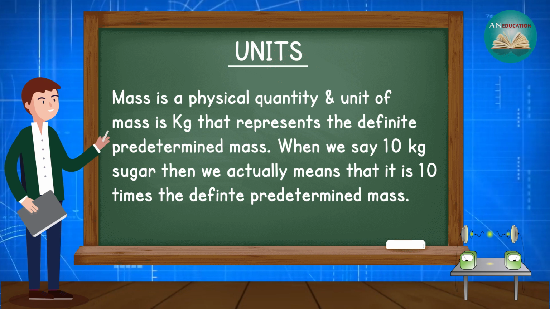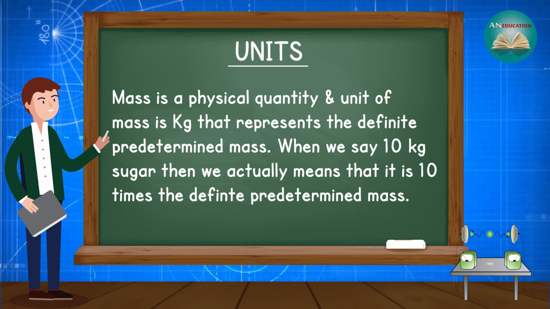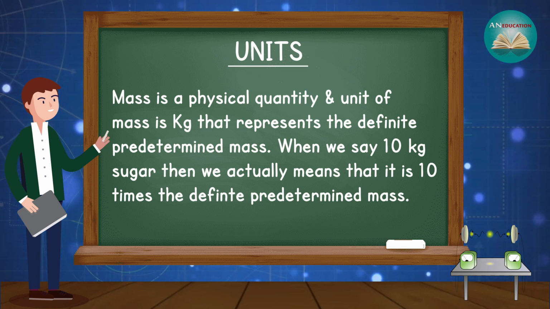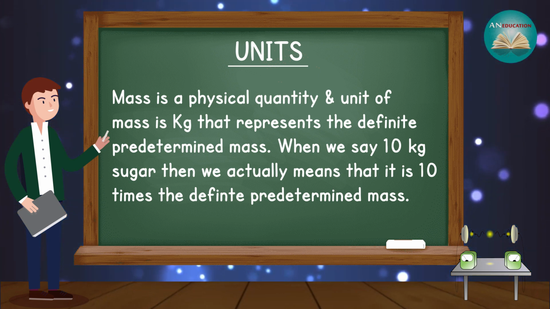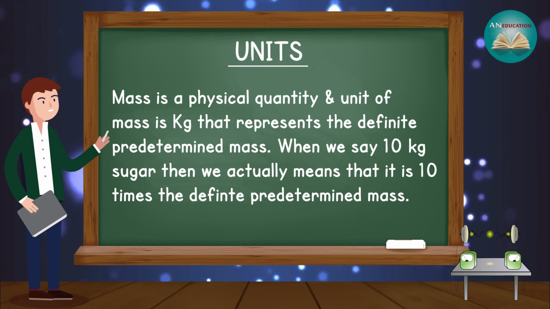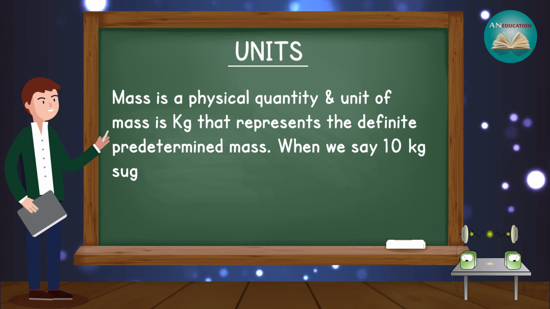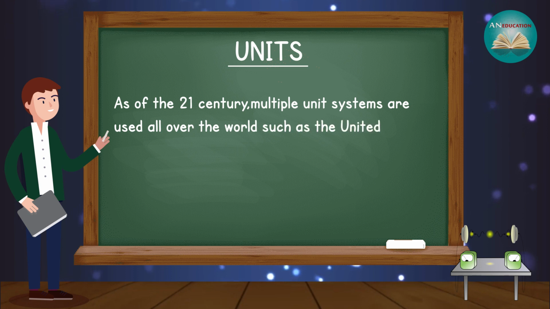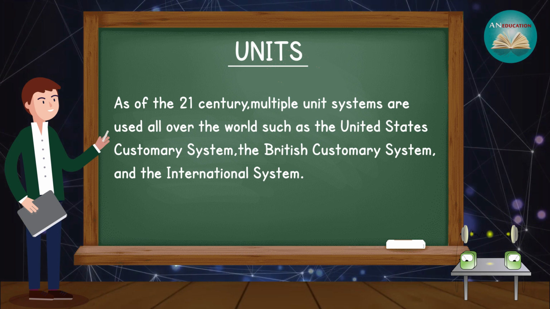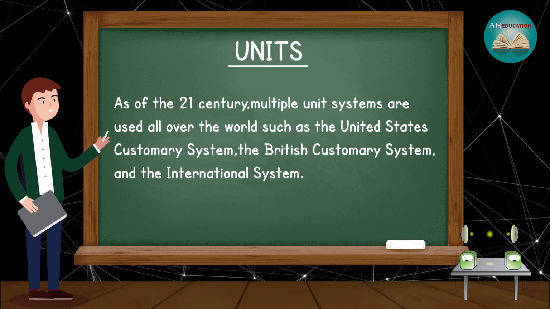The earliest known uniform systems of measurement seem to have all been created sometime in the 4th and 3rd millennia BC among ancient people of Mesopotamia, Egypt and the Indus Valley, and perhaps also Elam in Persia as well. As of the 21st century, multiple unit systems are used all over the world, such as the United States customary system, the British customary system and the international system.